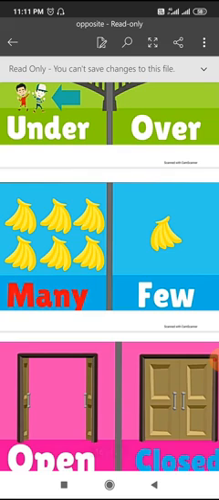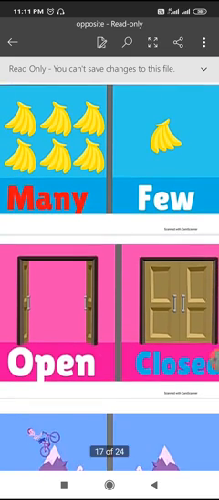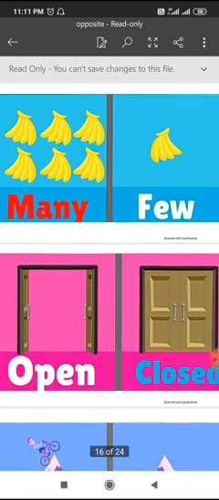Many. Many means more in quantity and few means lesser in quantity. Many and few. When there are more in quantity we say there are many things. When the things are lesser in quantity we say there are few things. So they both are opposite to each other.